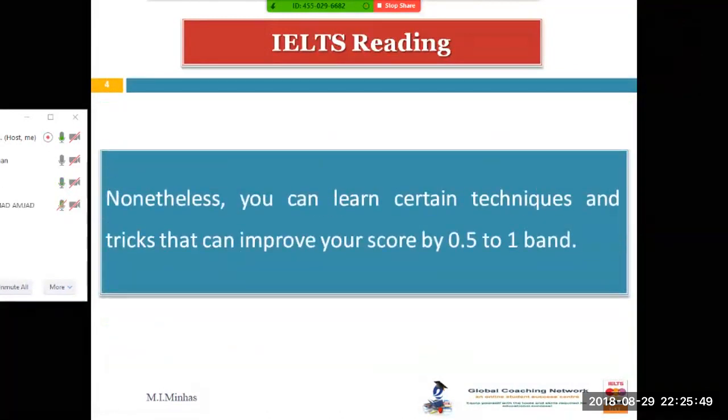So again, I have told you that nonetheless, you can learn certain techniques and tricks that can improve your score band by 0.5 to 1 band, even without improving your comprehension. And I hope by now you have got some idea that these techniques sometimes help you find the correct answer even without getting a good understanding of the question, even without knowing the meaning of the text, right?